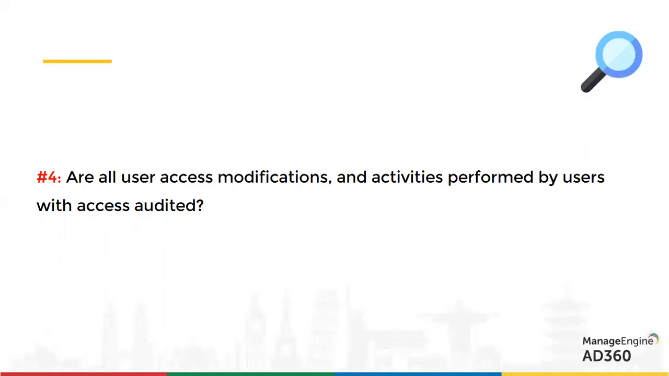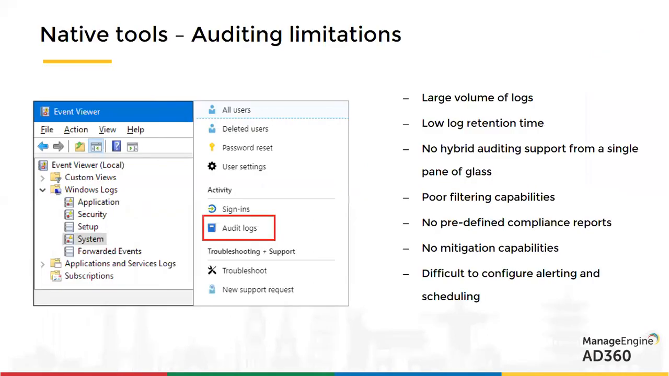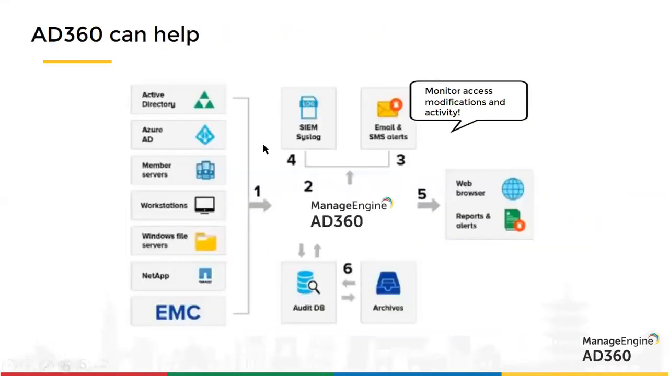There are activities performed by objects on other objects, and changes such as that must be brought to notice, and AD360 can help you with that as well. Because AD360 can basically monitor access modifications across your Active Directory, Azure, member servers, workstations, data storage devices like Windows file servers, NetApp, EMC, the list simply goes on, right? How is this exactly helpful?